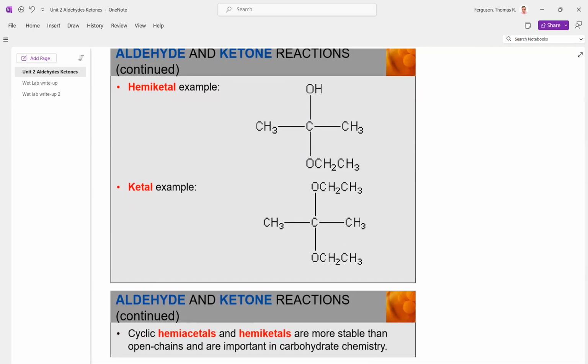So this is a typical test question. Identify these. Is this a hemiketal, hemiacetal, acetal, or ketal? Go through the three steps. OCO present, yes or no. OH present, yes or no. H present, yes or no. And it'll define what it is.